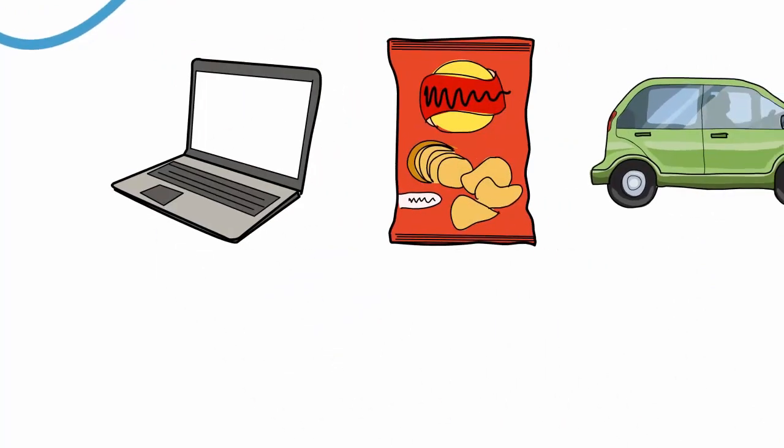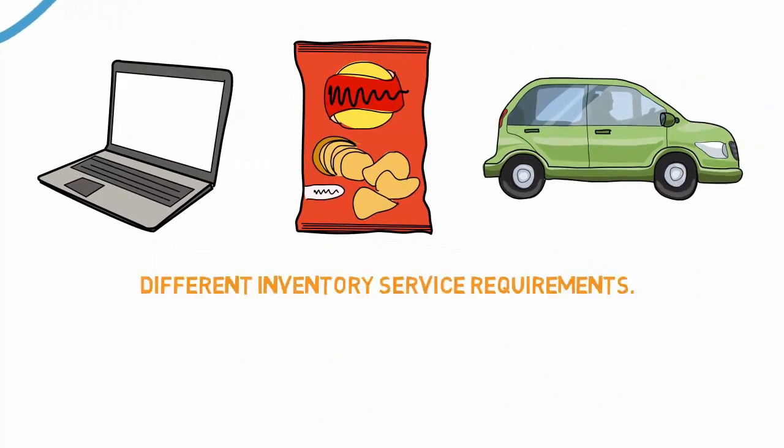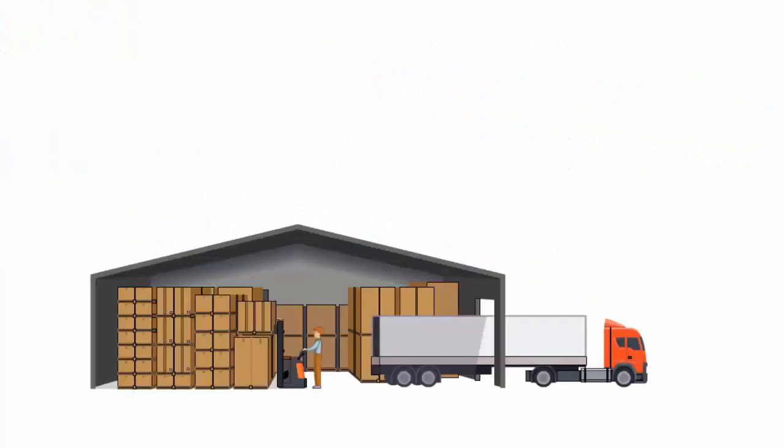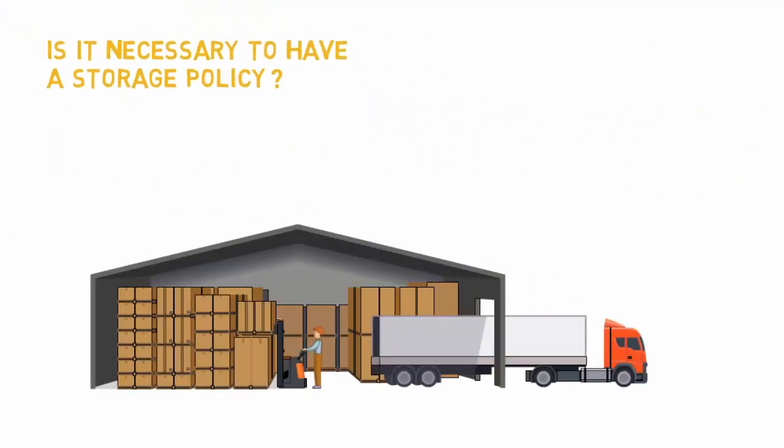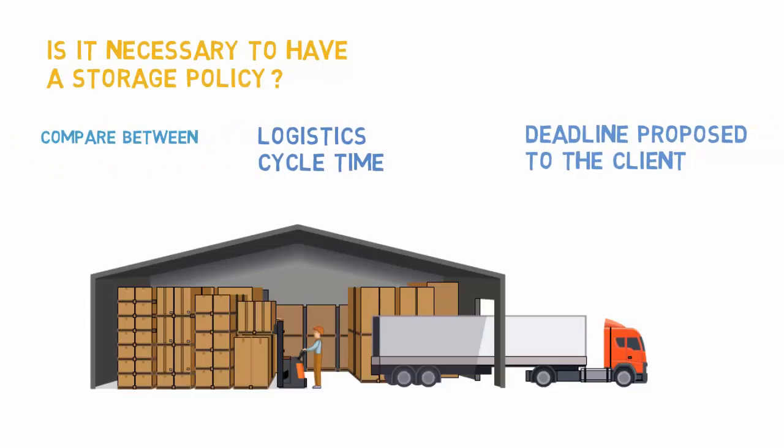Different customers or product lines may require different supply chains and inventory service requirements. So, in order to know that, we must have a storage policy, and then, to identify the location of inventory along the supply chain, we must compare the logistics cycle time and the deadline proposed to the client.